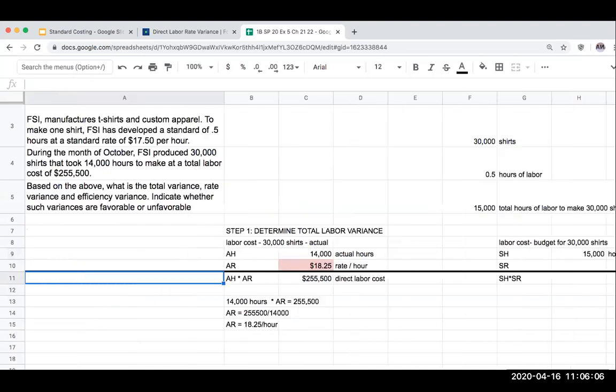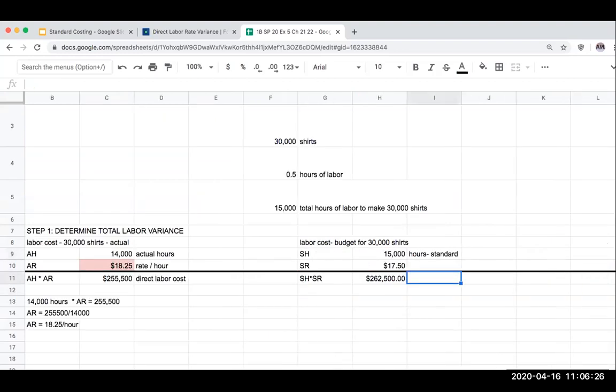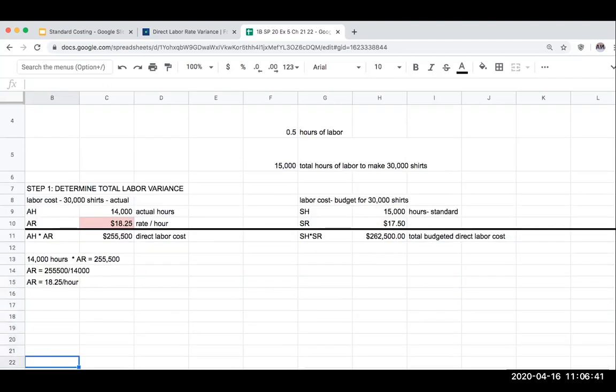So I now come over here as well. If I spent 15,000 hours, that's how much I should have spent to make the shirts. What is my standard rate per hour? Well, it tells me right here, my standard rate per hour is $17.50. So my total budgeted direct labor cost should be $262,500.